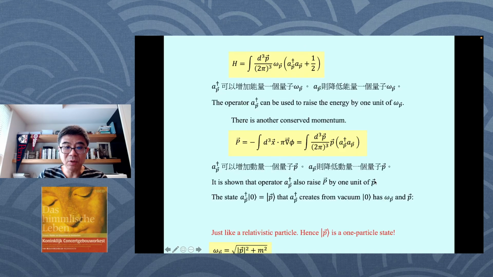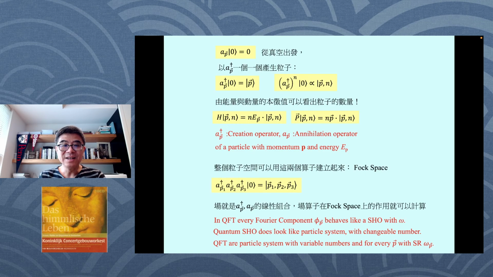The key point is that omega p and p satisfy the familiar relation between energy and momentum for a relativistic particle. Here I write in red, because it's important, just like a relativistic particle. Therefore the p state which A dagger raises from the vacuum is a one particle state, and you can do it repeatedly.